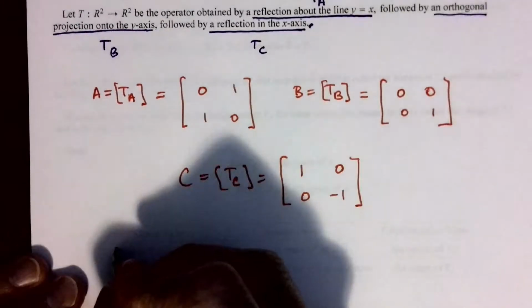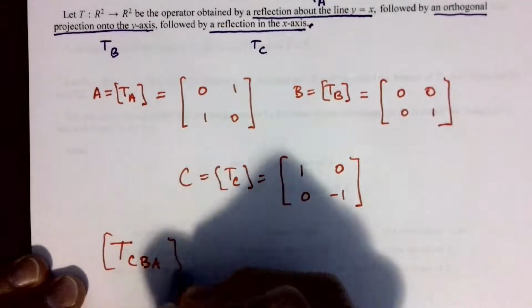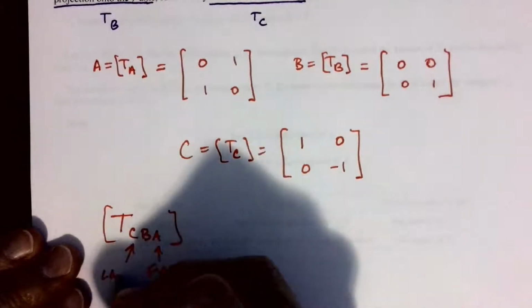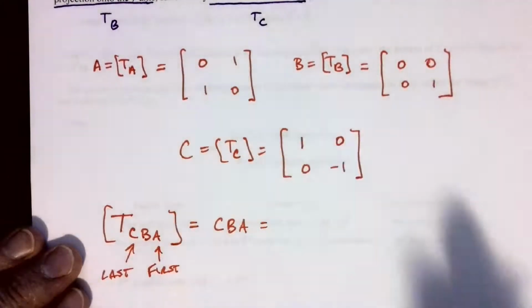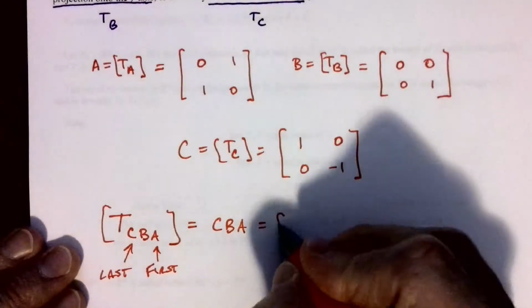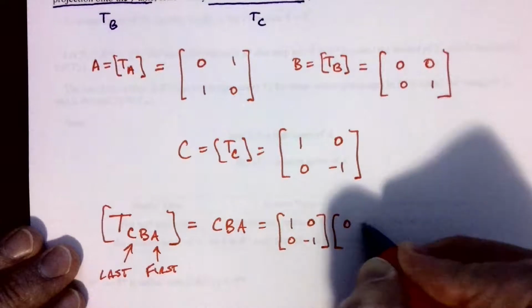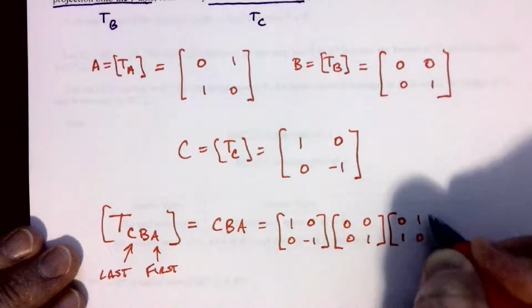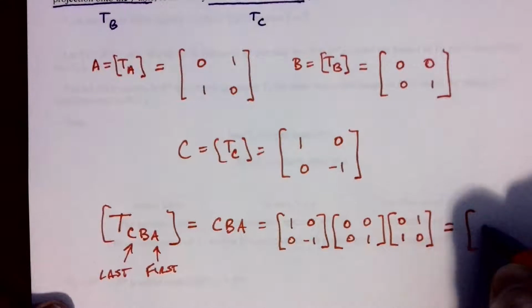So what I'm interested in is the standard matrix for transformation CBA. Notice again, A is the first thing we do, and C is the last thing we do. And so that's just C times B times A. So we'll just multiply this matrix C times B times A, again, in that order. I'll let you do the math there. If you do the math there, you get this as your standard matrix.